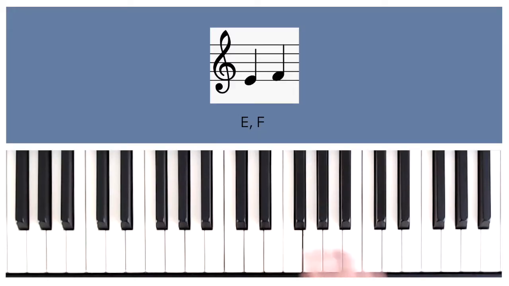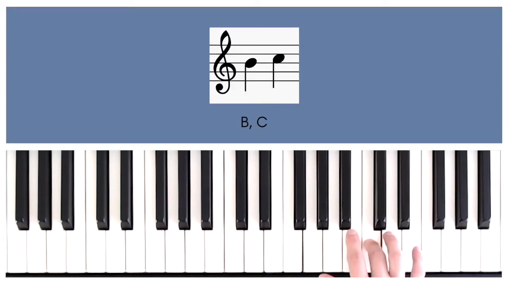Half steps can go from white keys to black keys, or from black keys to white keys. There are only 2 exceptions. The 2 exceptions are from E to F and B to C. They're the only places where the white keys do not have black keys in between. Let's go on to whole steps.